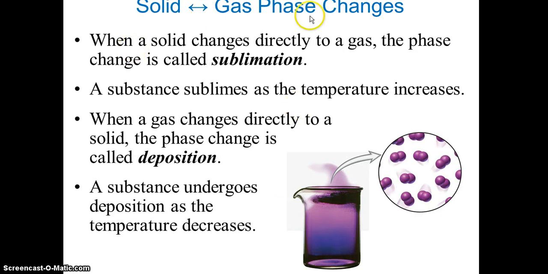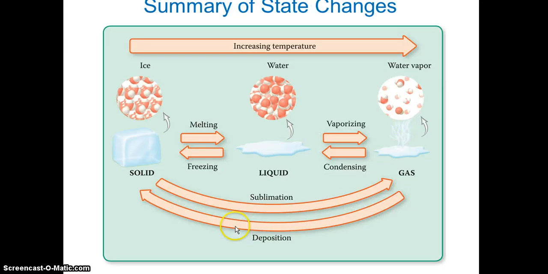When a solid converts to the gas phase directly without going into the liquid phase, that process is called sublimation. During sublimation, temperature increases. When a gas changes directly to a solid, the phase change is called deposition, and the substance undergoes deposition as temperature decreases. So you can see this picture: ice, water and water vapor.